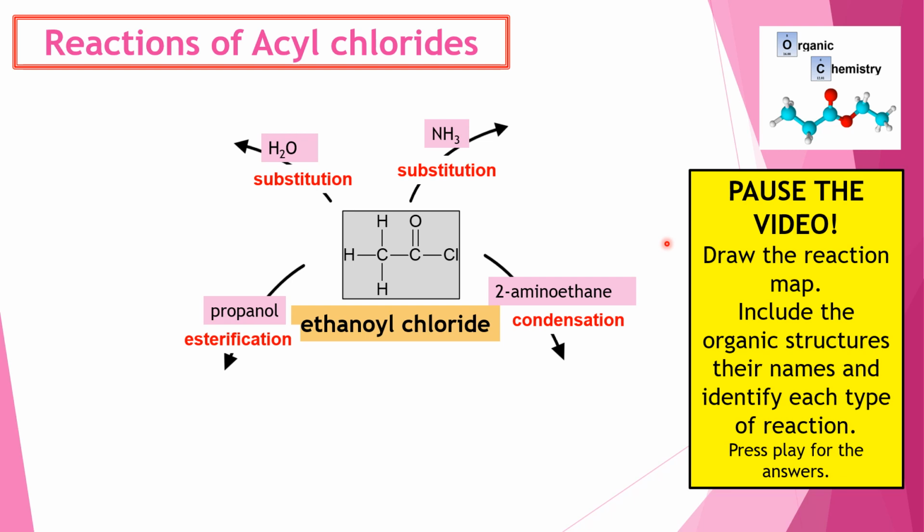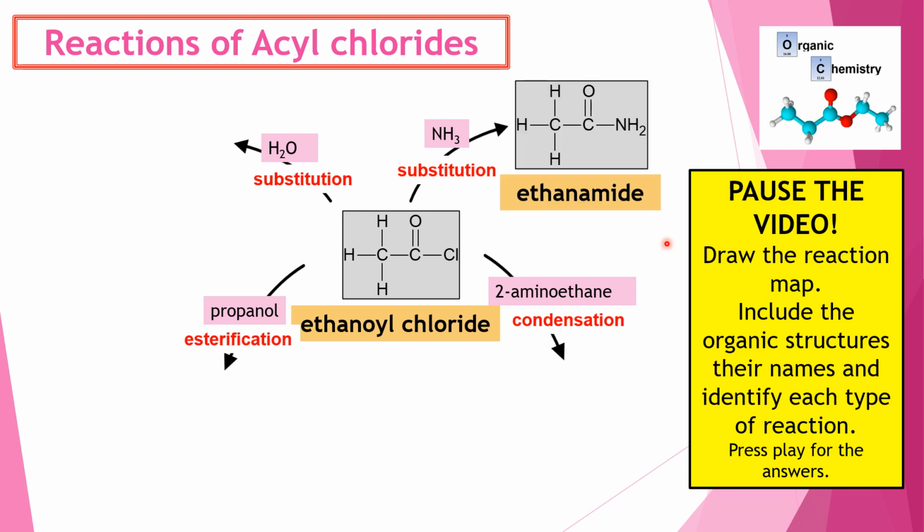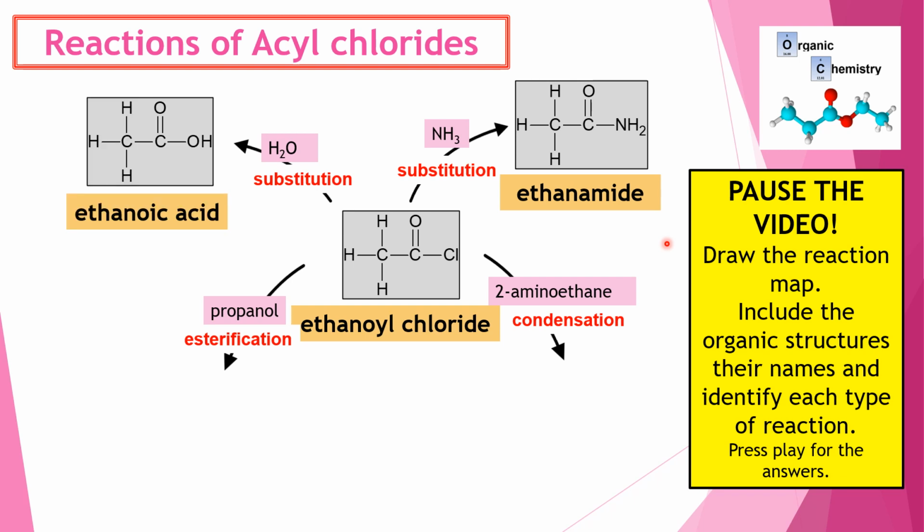Okay, so just going through the 4 reactions, we had a substitution with ammonia. Of course, the chlorine is getting replaced by the amine group, and here we've produced ethanamide. Or we could have a substitution with water. The chlorine from the ethanoyl chloride is replaced by an OH. We get ethanoic acid. Remember, these first two, we're also going to produce hydrochloric acid, HCl. And in fact, we produce that as an extra product in all of these reactions.